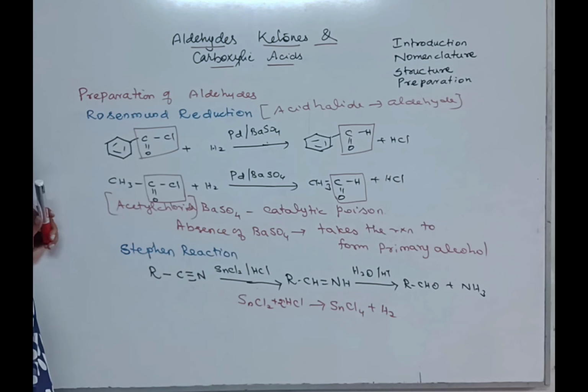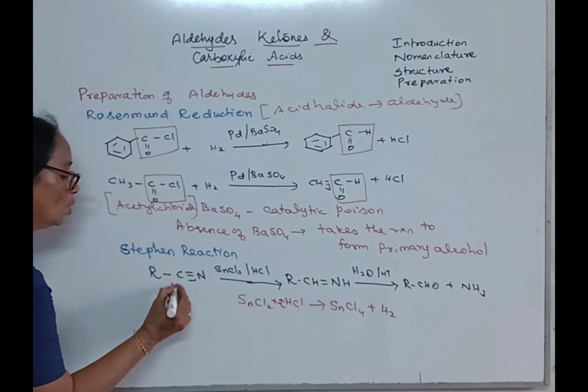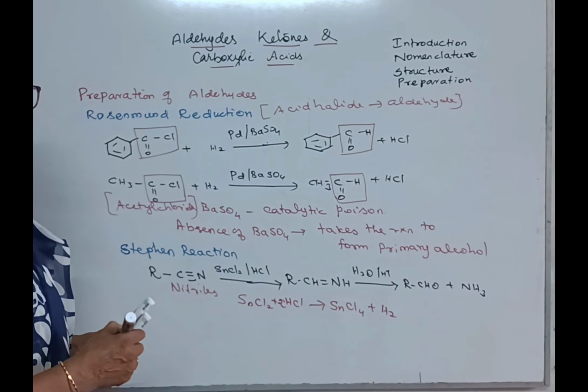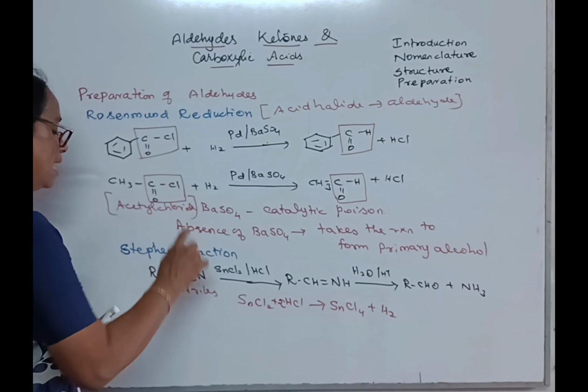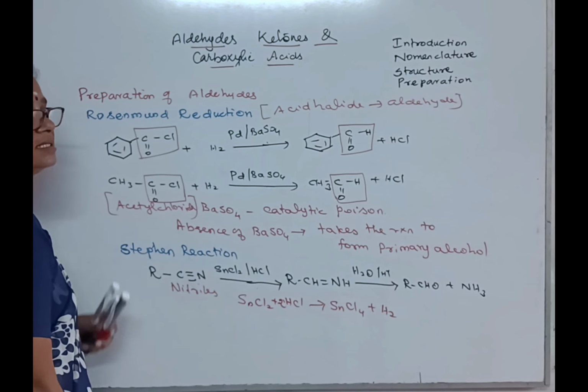Stephen reaction. In the Stephen reaction, nitriles are converted into aldehydes. Nitriles are nothing but cyanides. The common name is cyanide and the IUPAC name is nitrile. A nitrile is a C triple bond N structure.